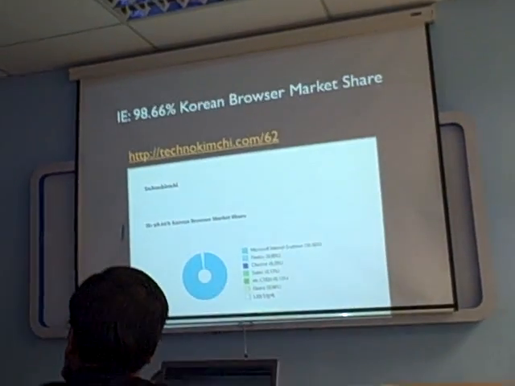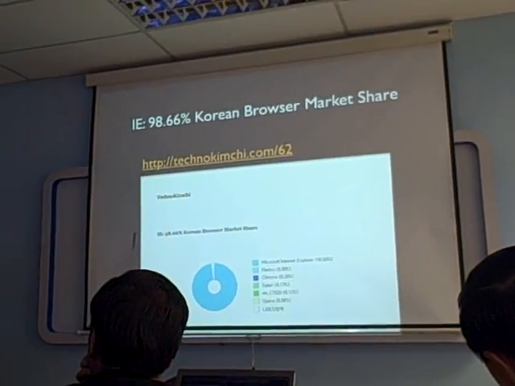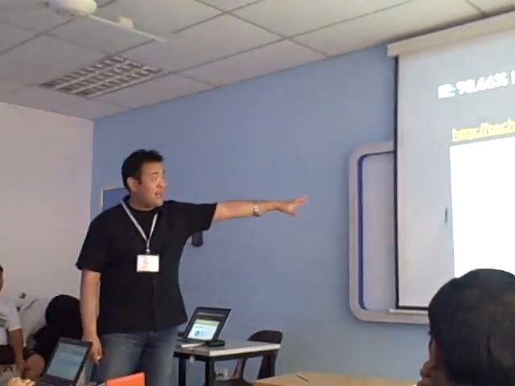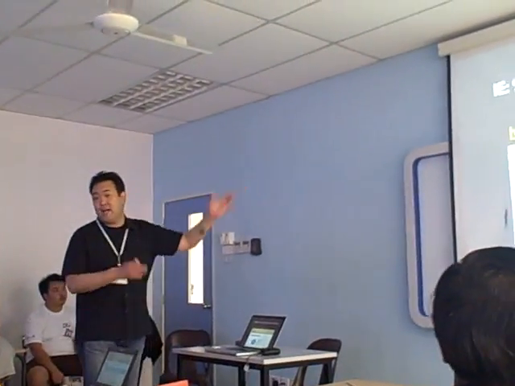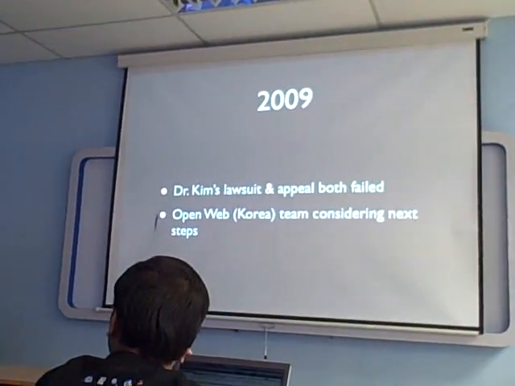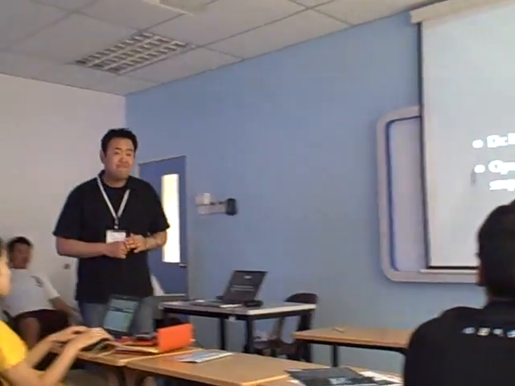This is Danny, what's Danny's last name? I forget. He's a very popular Korean blogger, Techno Kimchi. This is from September 2008, still 99% IE. A Korean university professor has tried a lawsuit against the government. That has failed. And the situation is still the same. That's my presentation.